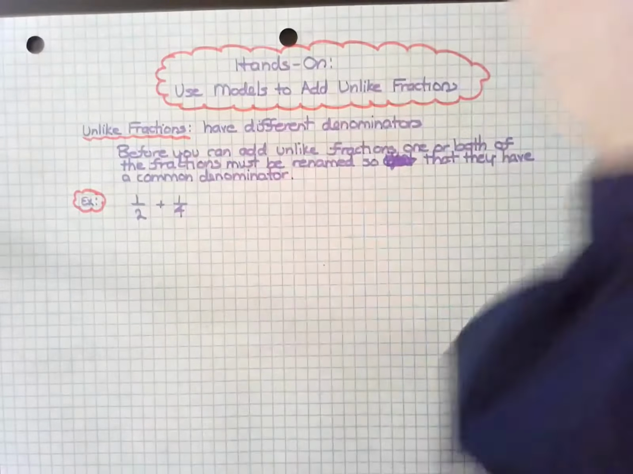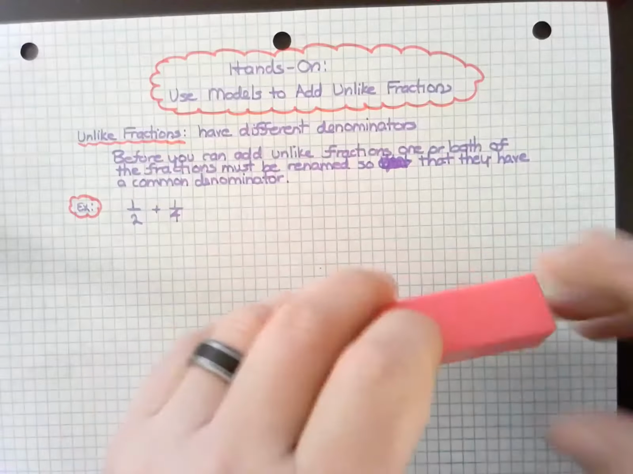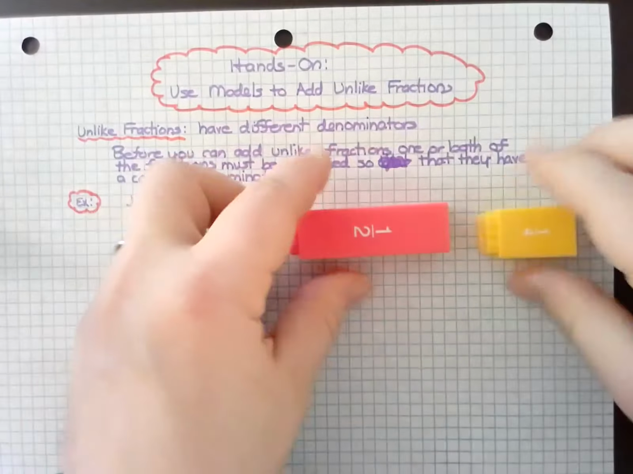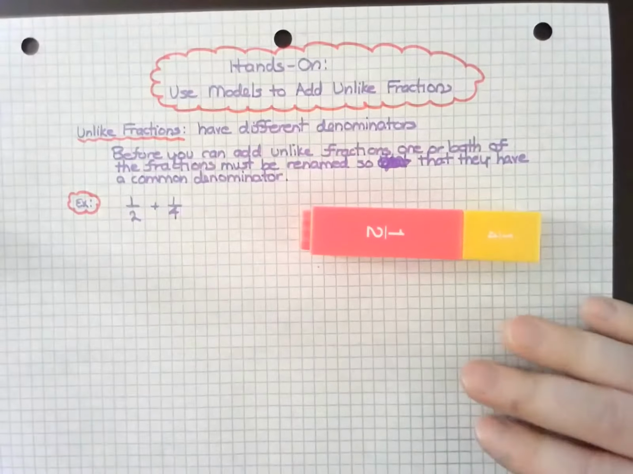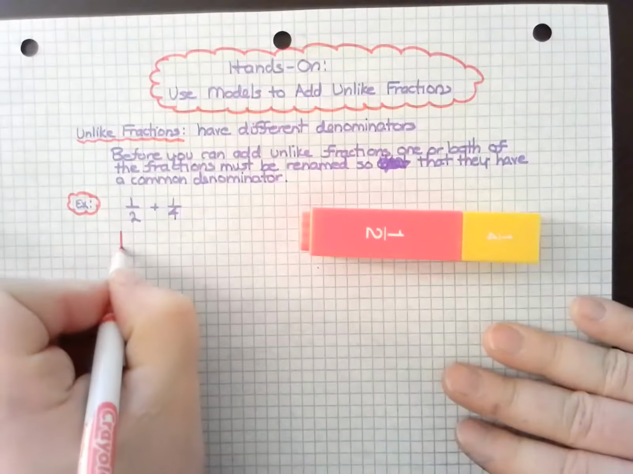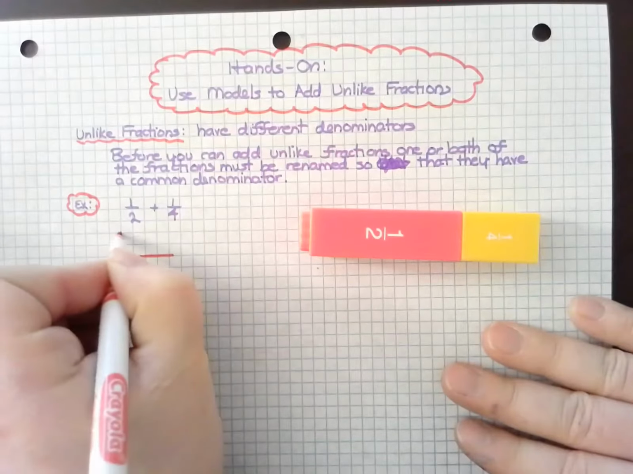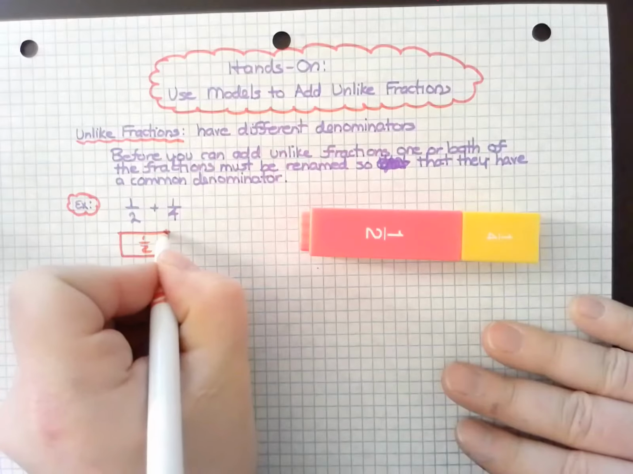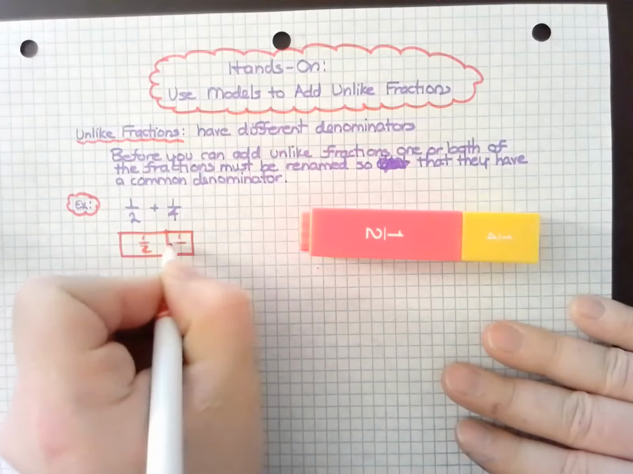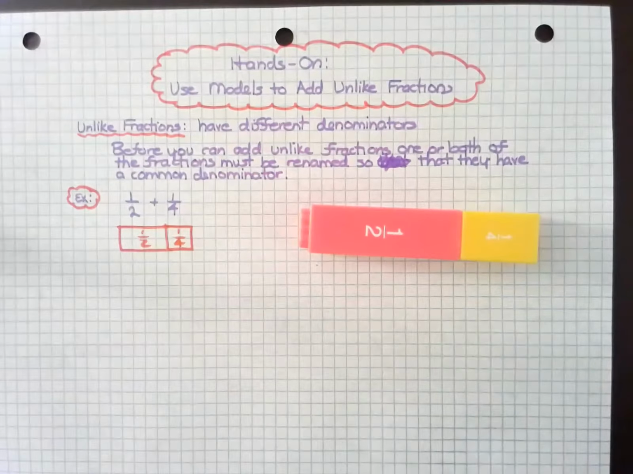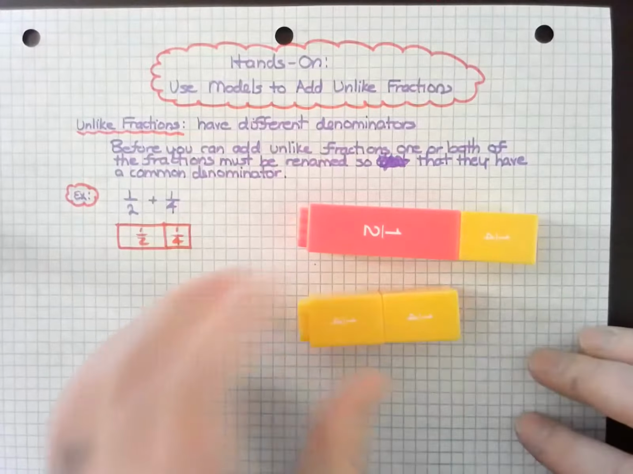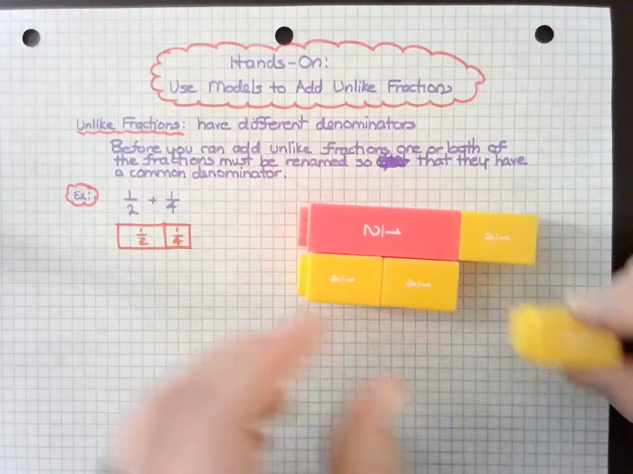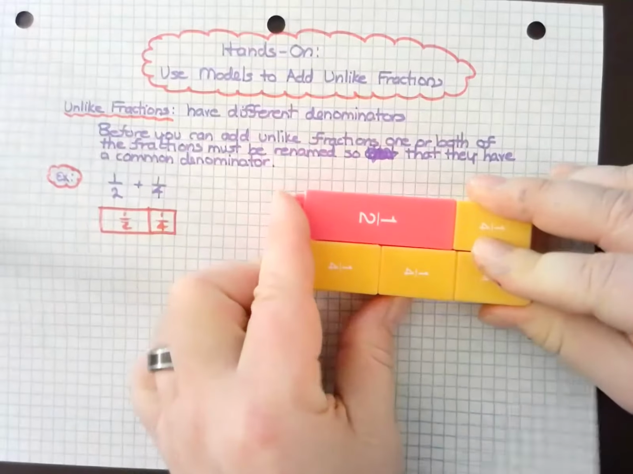Okay? So what I could do is have a 1/2 piece and a 1/4 piece, and I want to draw that. So I have a 1/2 and I have a 1/4 piece. And so I'm going to experiment, and I think I'm going to use my 1/4 pieces. So 1/4, 1/4, and then I'm going to add one more 1/4. And look at that, they line up nice and evenly.